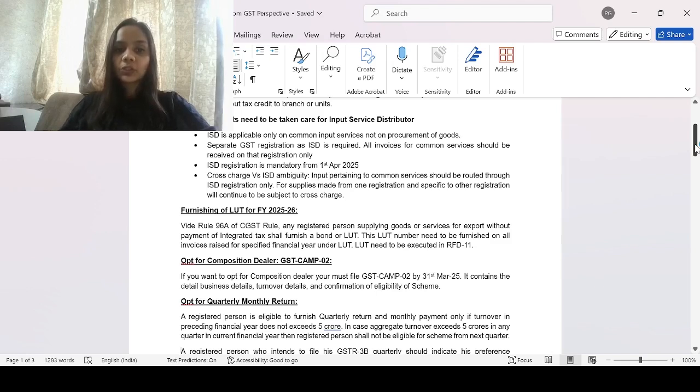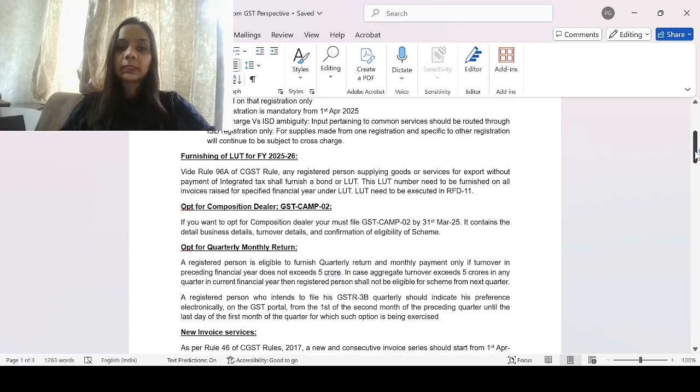Third one is opting for the composition scheme. If you want to opt for the composition scheme, you should file GST CMP-02 by 31st March 25. It contains business details, turnover details, and whether you are eligible for that scheme. Next one is opting for quarterly returns with monthly payment. If your turnover did not exceed 5 crore in the previous financial year, you can opt for quarterly return and monthly GST payment. This option should be exercised by 31st March to avoid any ambiguity from 1st April 25. Hence, we should opt by 31st March.